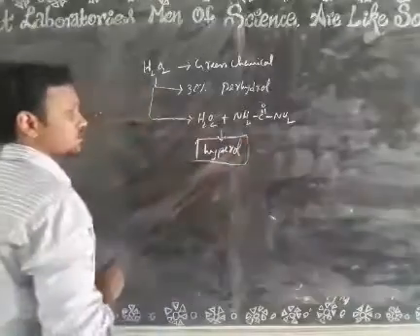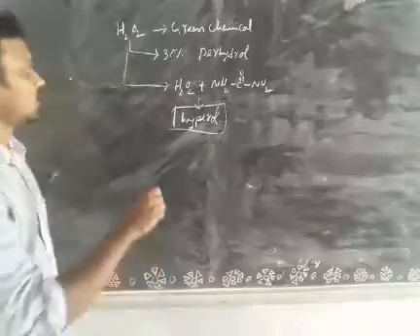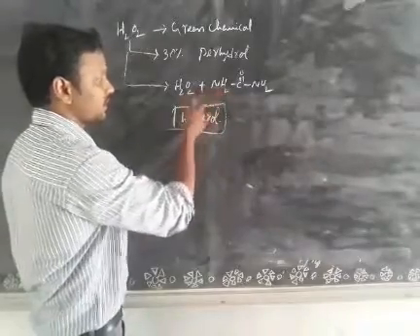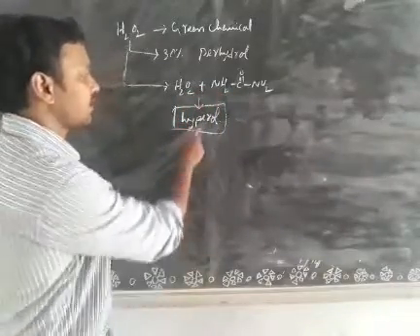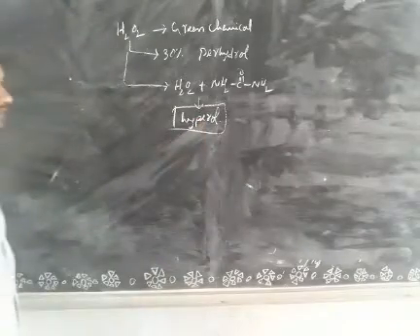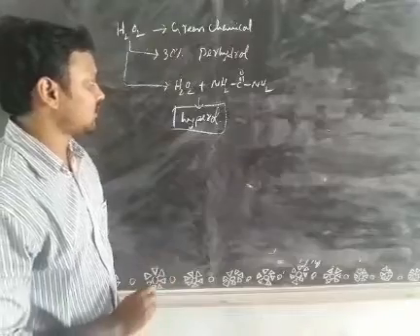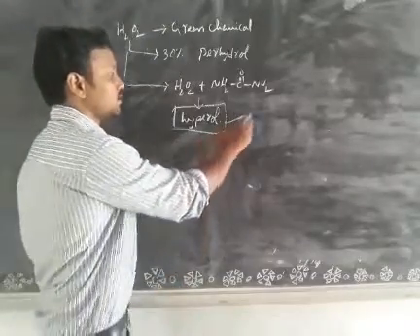So the mixture of hydrogen peroxide and urea is called hyperol. This hyperol is used for disinfectants, cleaning of wounds and cleaning of blood stains. Okay, so this is the use of hyperol.